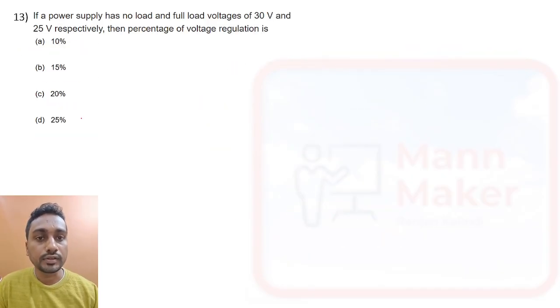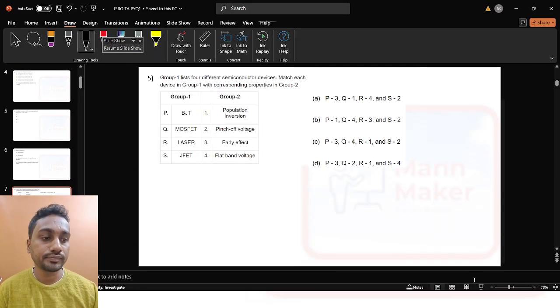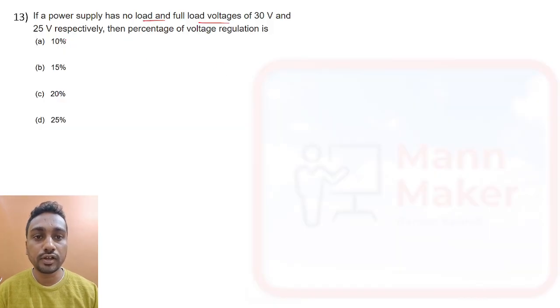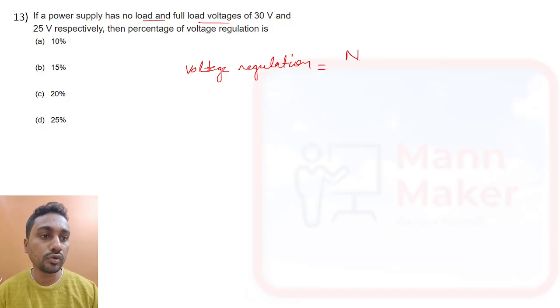Okay, next, if a power supply has no load and full load voltage of 30 volt and 25 volt respectively, the percentage of voltage regulation is. So if you see the formula for voltage regulation we need to find. Okay, so voltage regulation is what? Voltage regulation is no load voltage minus full load voltage divided by full load voltage.